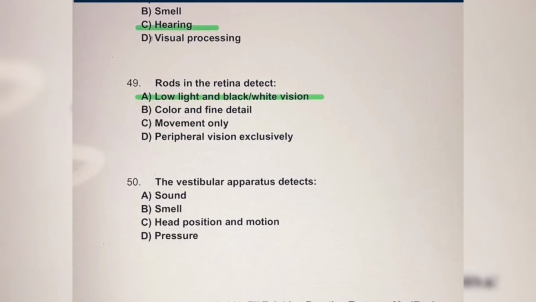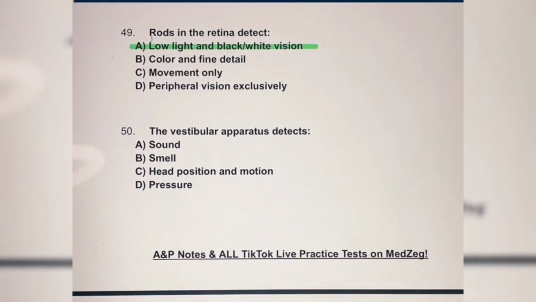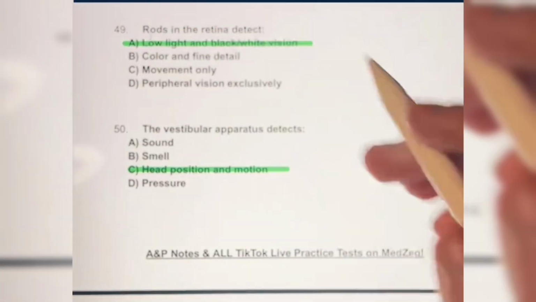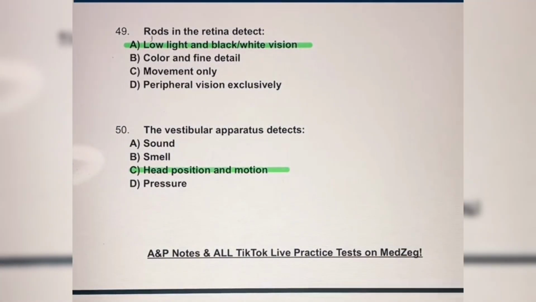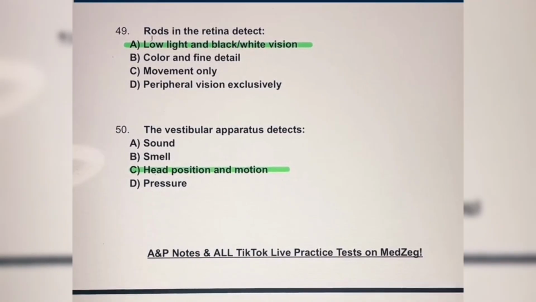Last question here, everybody. Number 50, the vestibular apparatus detects what? A, B, C, or D? The answer is C. It's your head position and motion. We kind of briefly touched on this earlier. Again, it's your semicircular canals. That's going to detect linear and rotational motion to send information to your cerebellum, to give you balance, essentially.